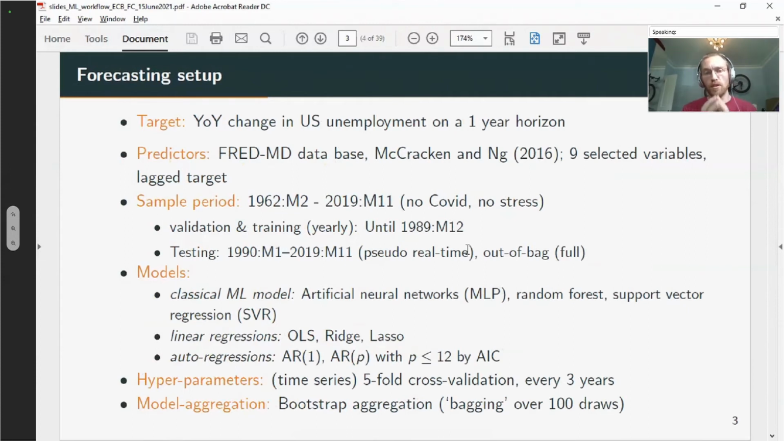So what do we do here? We demonstrate this workflow in a standard forecasting setting. We forecast year-on-year changes in US unemployment on a 1 year horizon. We use the fairly standard FRED-MD database. We do not deal here with the high dimensionality of the data set, but just handpick 9 variables which we think capture different economic processes. We do an out of sample expanding window forecast, with an initial training and validation period and then expanding window testing, and compare different models like machine learning, penalized regressions, and AR.